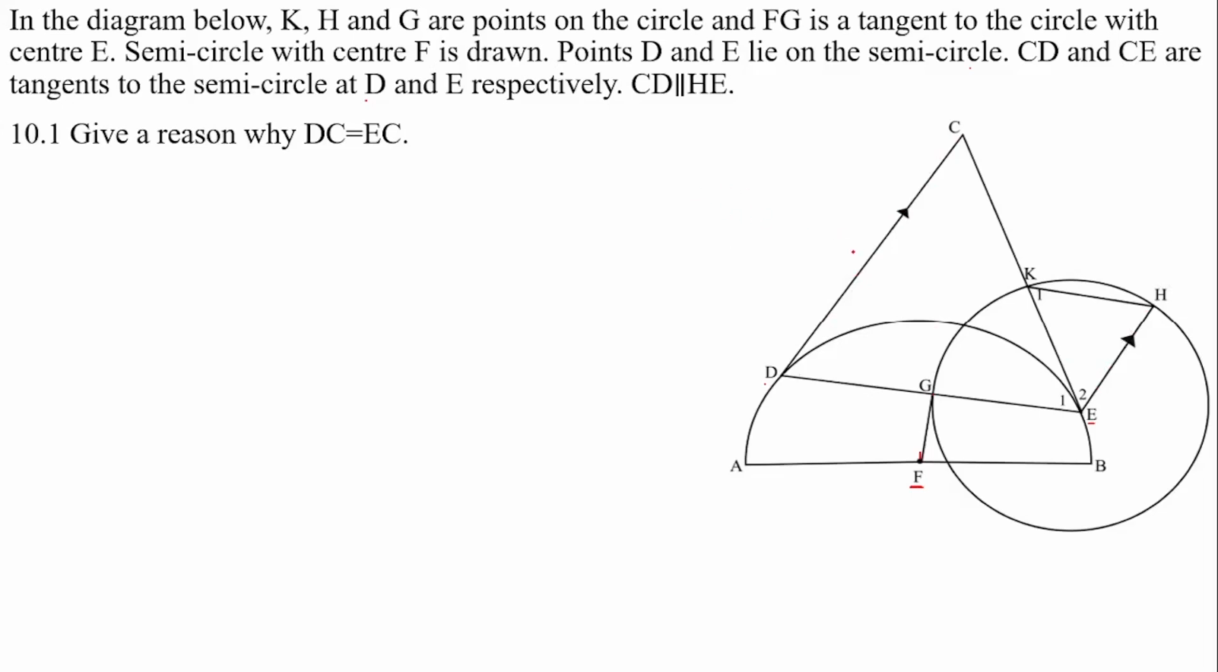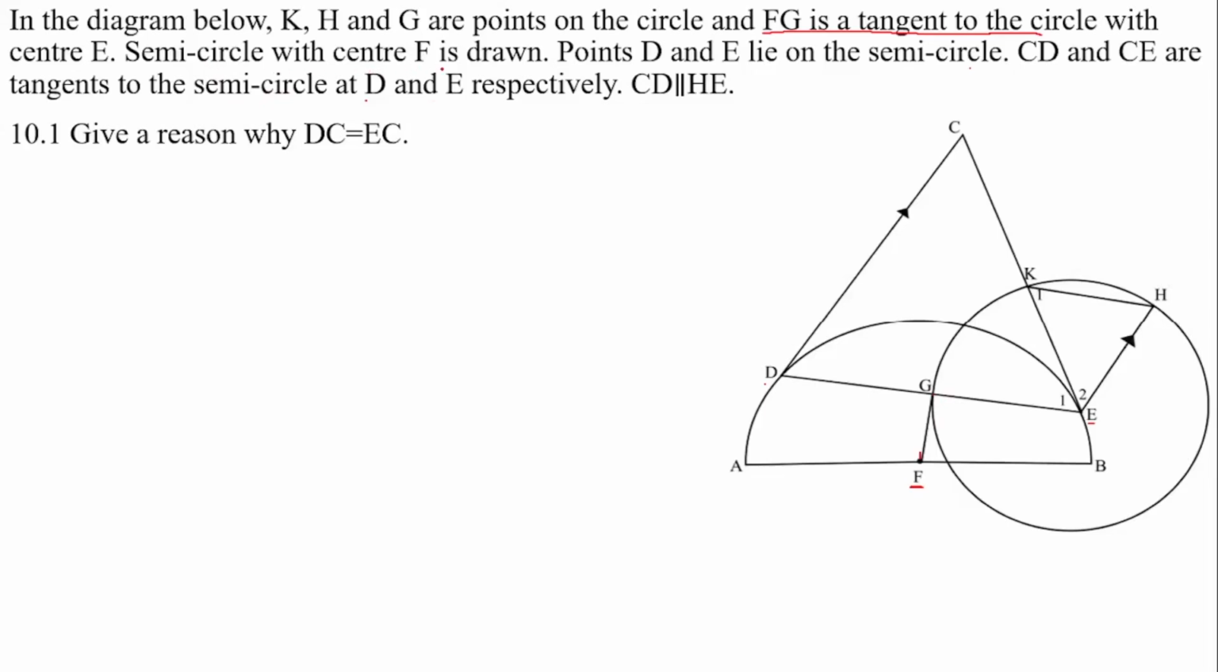Right, let's look at the key points in our diagram. FG is a tangent to the circle. Remember the tangent theorems, tan chord theorem, right? Tangent perpendicular to radius, tangent perpendicular to diameter, isn't it?